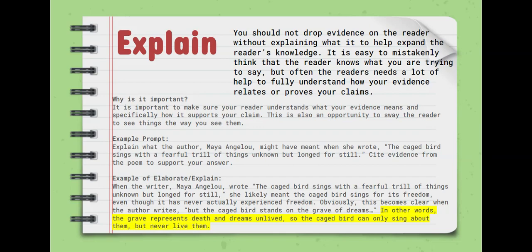Explain what the author Maya Angelou might have meant when she wrote, "The caged bird sings with a fearful trill of things unknown but longed for still." Cite evidence from this poem to support your answer. Let's check out a building paragraph.